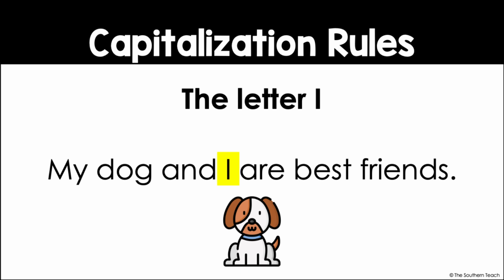The second rule that we have is the letter I. So in this next sentence, you see, my dog and I are best friends. We always capitalize I when we are talking about ourselves in sentences. Again, if you need to pause to write the sentence and example down, please do so now. And when you're ready to move on, keep playing.